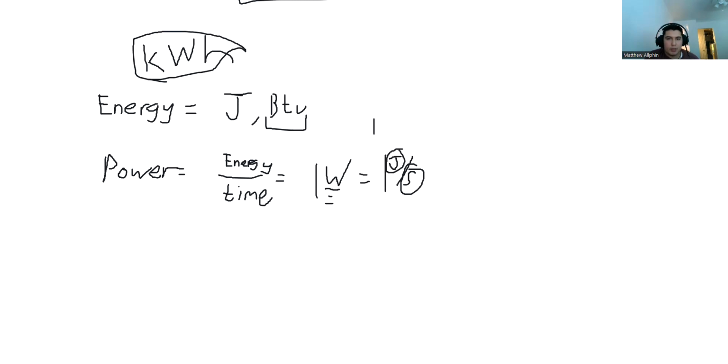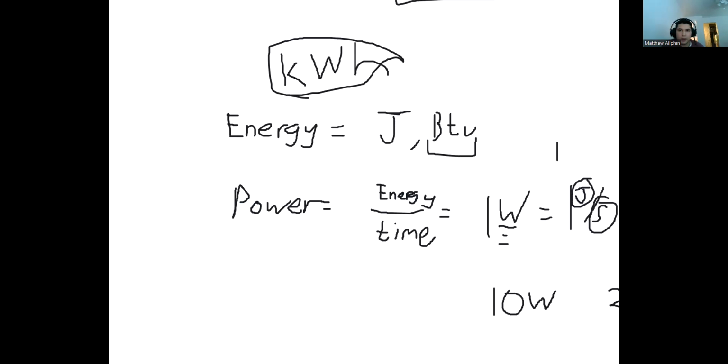And so the relationship between these two is, say I have a power of 10 watts, right? And I apply that power over, we'll say, 20 seconds. Say I have a power output of 10 watts for 20 seconds. The way I find the amount of energy I expended in that time is I take a look at this relationship here. The power equals energy over time.